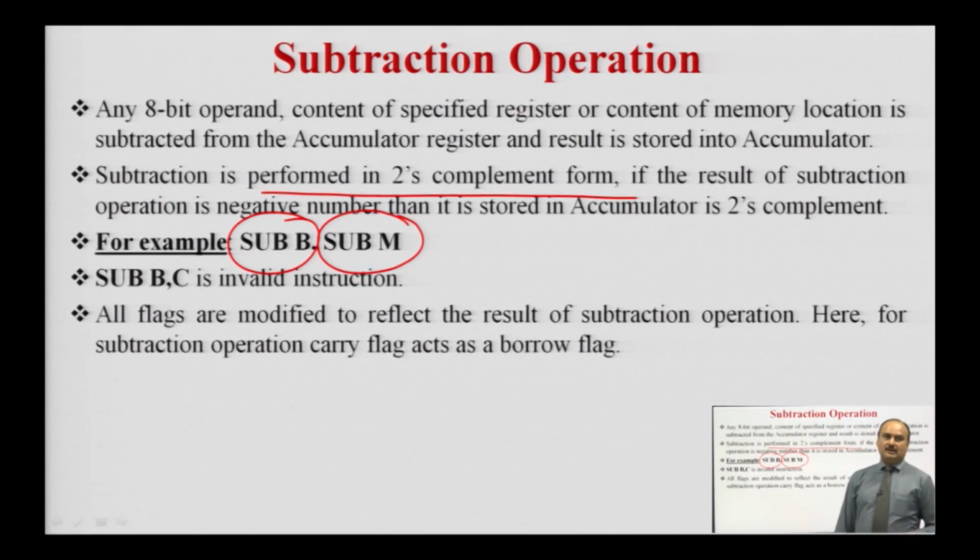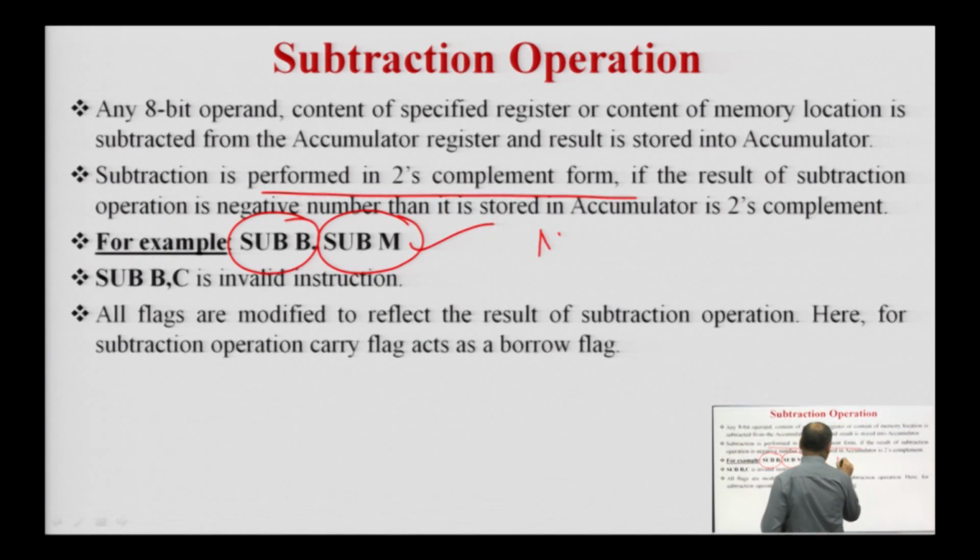Whenever the microprocessor executes this instruction, it will subtract the content of the specified register, which is one of the general purpose registers B, C, D, E, H or L, from the content of the accumulator and store the result into the accumulator. Depending on the result, all the flags are modified to reflect the result of the operation. The second instruction is SUB M.